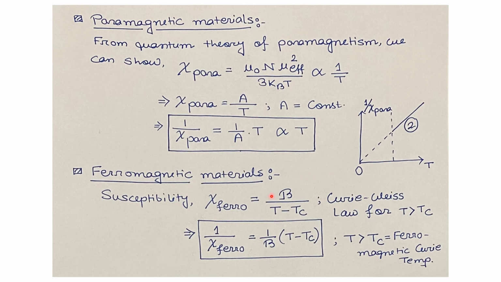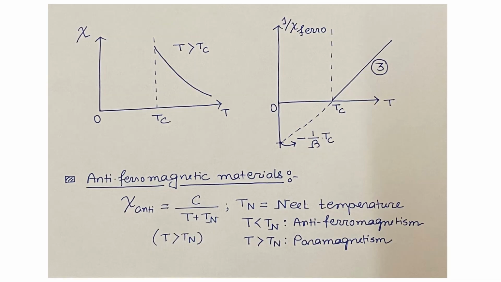Now for the ferromagnetic materials, we know the susceptibility of the ferromagnetic material is given by the Curie-Weiss law for T greater than Tc, that is in the paramagnetic state. So chi ferro equals B by T minus Tc. B is the constant here, so 1 by chi ferro will be 1 by B times T minus Tc. So 1 by chi ferro is proportional to T minus Tc. So for a ferromagnetic material, chi ferro is proportional to 1 by T minus Tc for T greater than Tc, that is in the paramagnetic state.